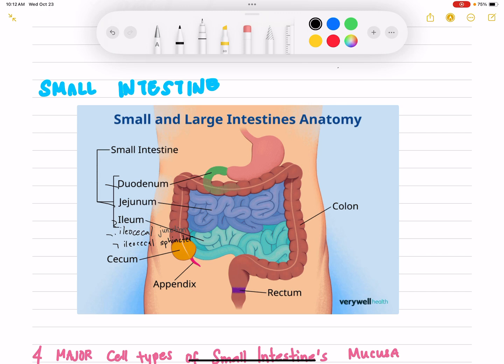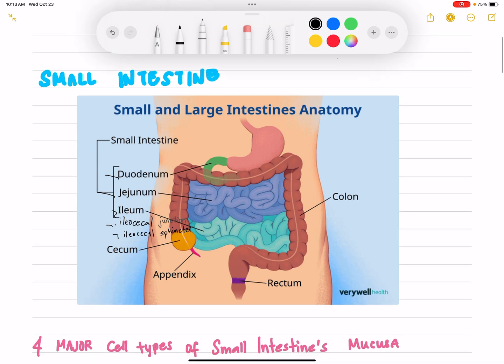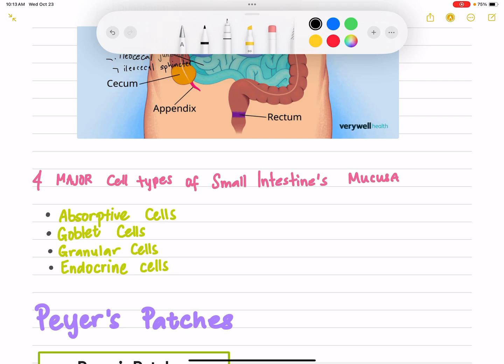Ang ileocecal junction is the site where the ileum connects to the large intestine, and the ileocecal sphincter is a ring of smooth muscle that contains the ileocecal valve which allows the intestinal contents to move from ileum to large intestine but not otherwise.